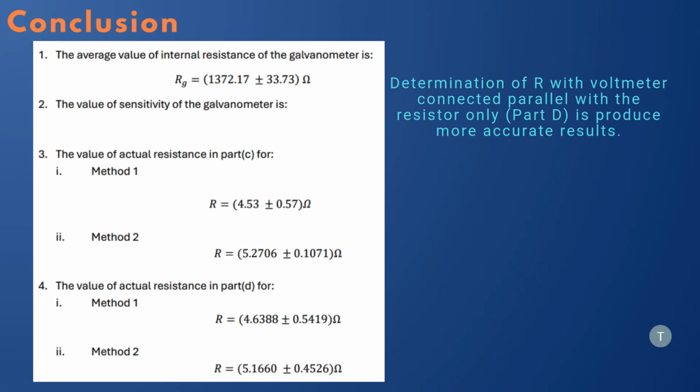Throughout the whole experiment, I have obtained the internal resistance of the galvanometer. I've obtained sensitivity of galvanometer. I've also obtained the actual resistance of the unknown resistor. I found out that determination of R with voltmeter connected parallel with the resistor only, which is part D, produce more accurate result than part C.